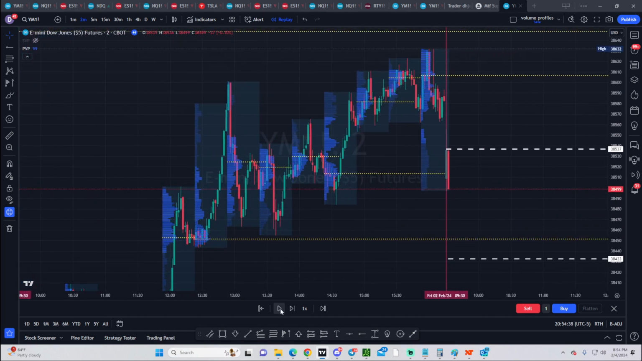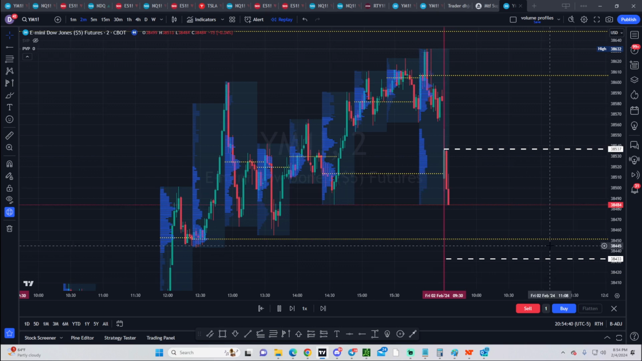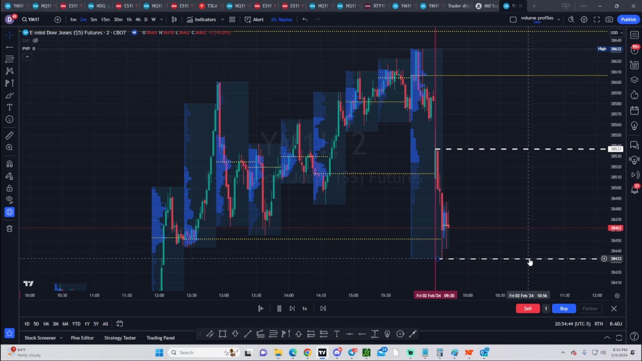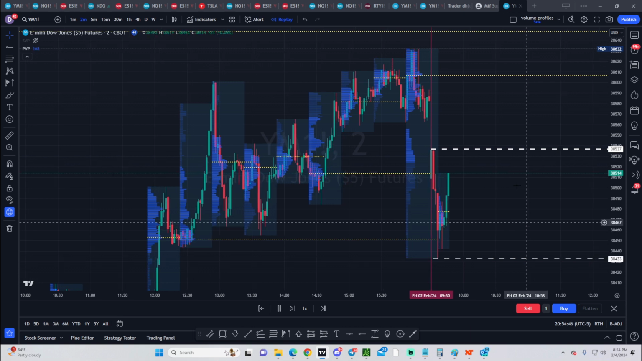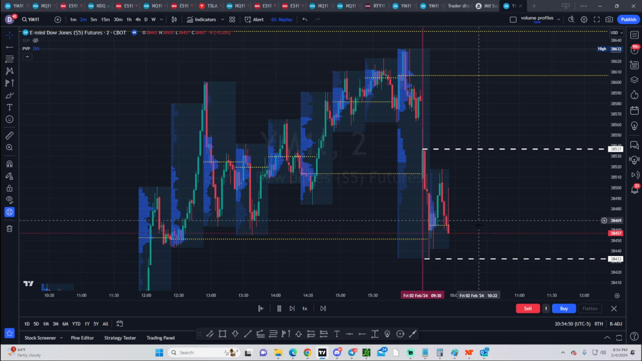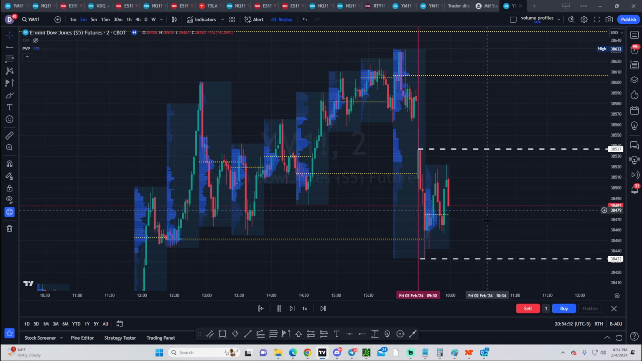So the market opens, and here are the bars printing. You can see how the low is formed right here. You can see how the high is formed right here. You can see how the POC is moving. Okay, see how it moved.